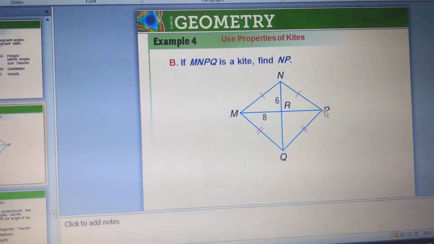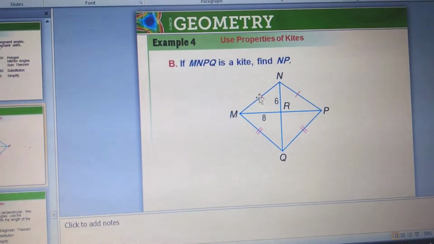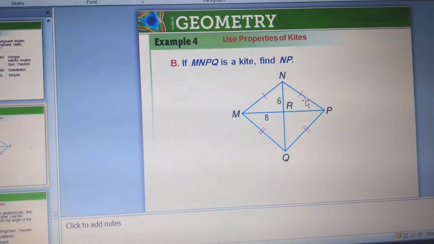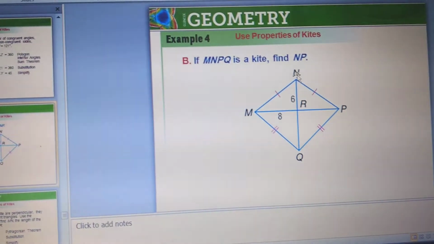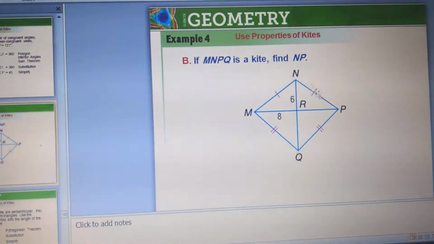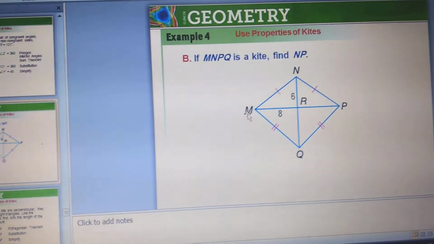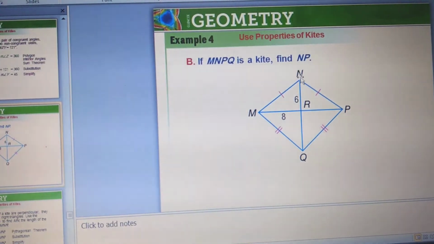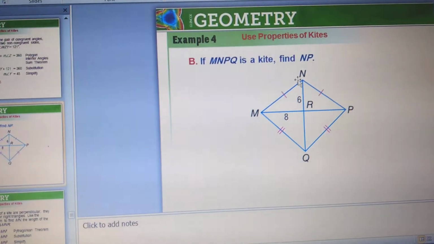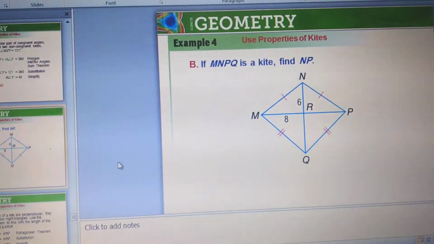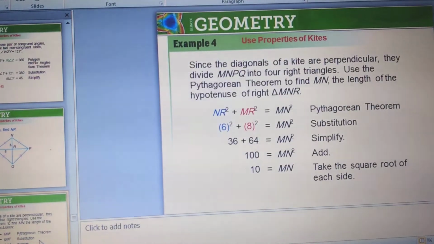This means NP or NM. You see, also he put the sign. This side and this side have the same sign. This means they are congruent. If I find NM, this means I find NP. Again, NM according to the Pythagorean theorem equals what? NM squared equals 6 squared plus 8 squared. This means NM squared equals 36 plus 64 equals 100.